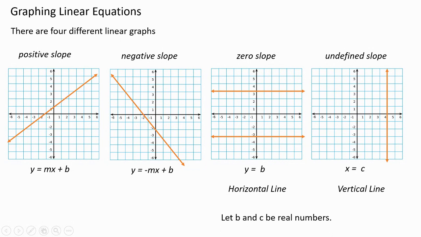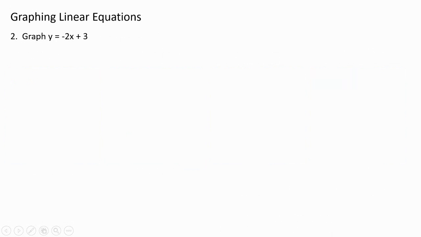Okay, so again, this is positive slope on the left. The second graph is negative slope. The third graph is zero slope because the lines are horizontal. And lastly, the last graph is undefined slope because the line is vertical.